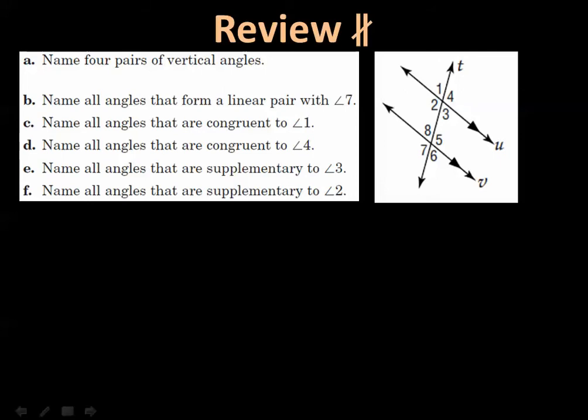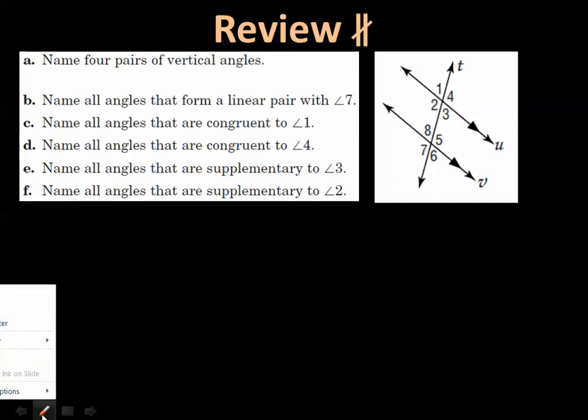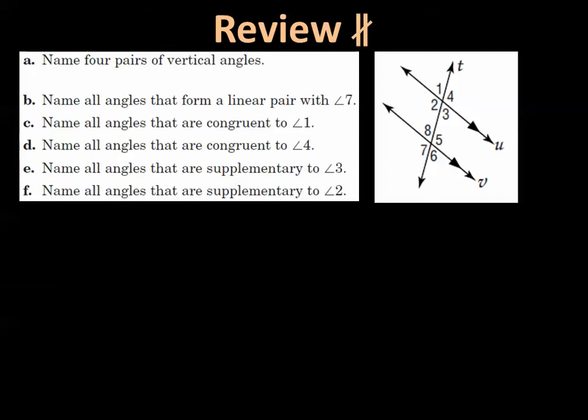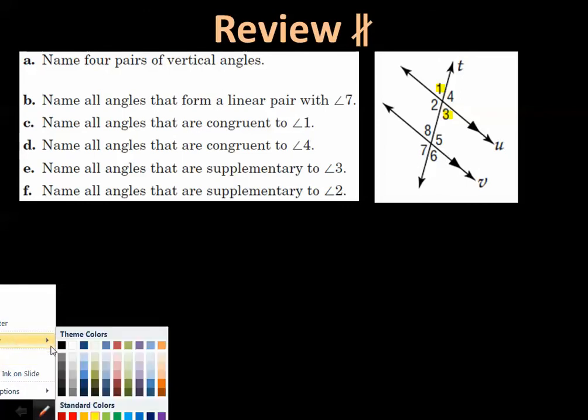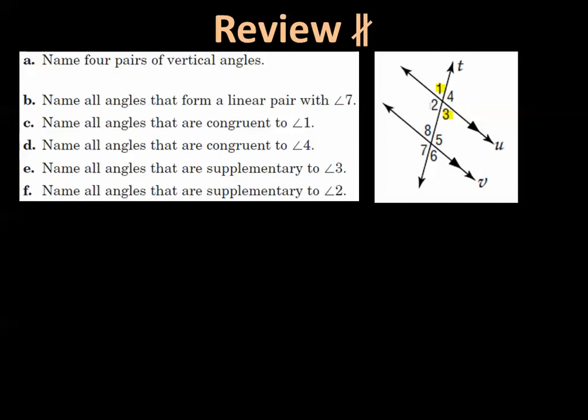In this example, we're just going to go through this right quick. I'm going to use a highlighter for some of it. It says name 4 pairs of vertical angles. So if I'm going to name them, there's 1 and 3 are vertical. And then I can come down here. I'm going to change my ink color to this blue. 2 and 4 are vertical angles.